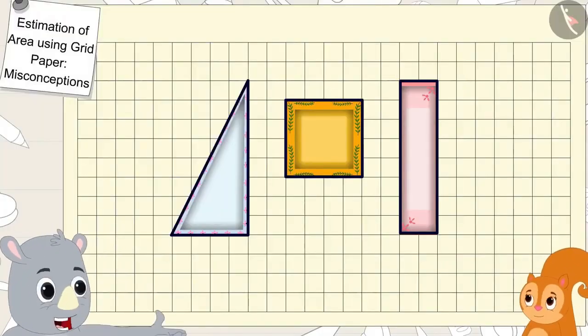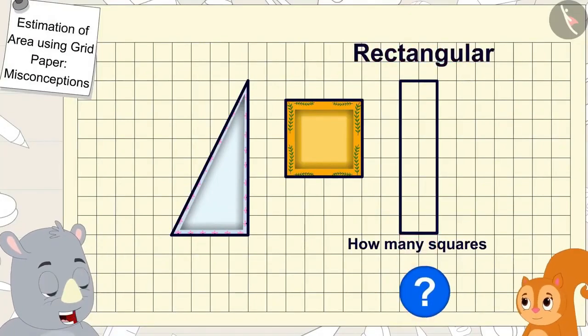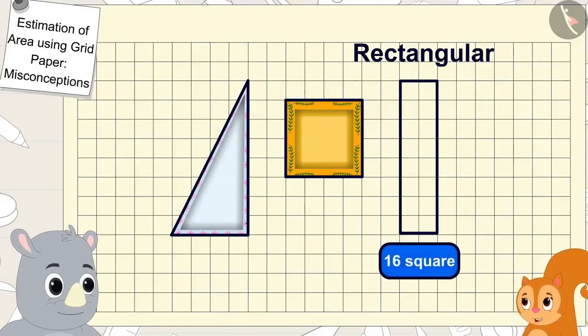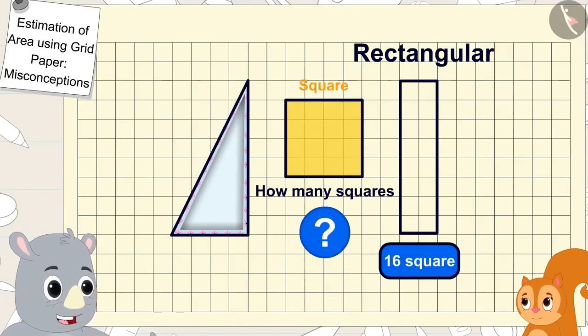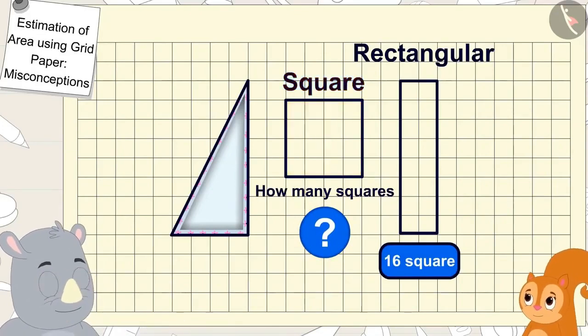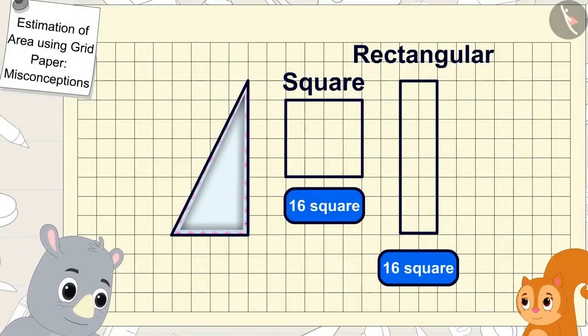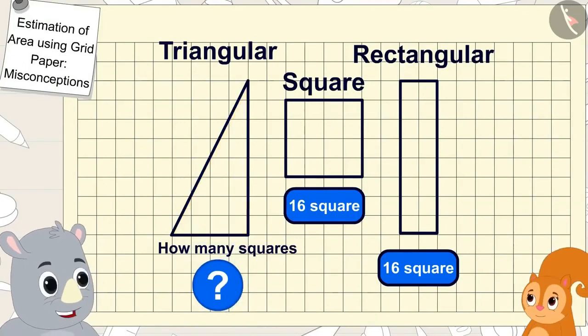Chanda, can you tell me how many squares are there in the area of the rectangular plate? Gaggu asked Chanda. Chanda quickly counted. 16 squares. And how many squares are there in the area of the square-shaped plate? Gaggu asked. That's 16 squares too, Chanda said shocked. And now can you tell me the number of squares in the area of this triangle-shaped plate?